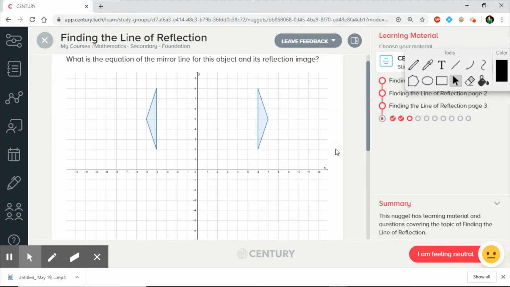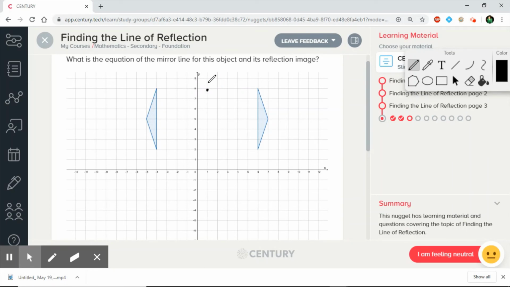What is the equation for this mirror line for the object and its reflection image? So again, a little bit more difficult. I might just use my pen to mark a couple of things here. So we are 1, 2, 3, 4, 5, 6, 7, 8, 9, 10. There's a distance of 10 there. So let's count 5, halfway. 1, 2, 3, 4, 5.